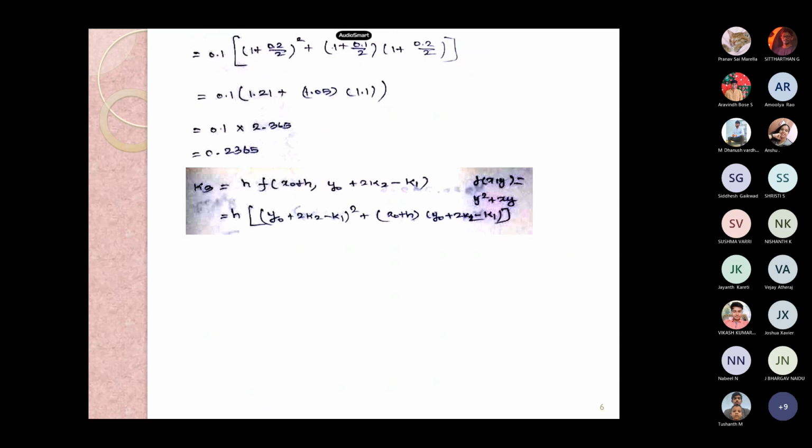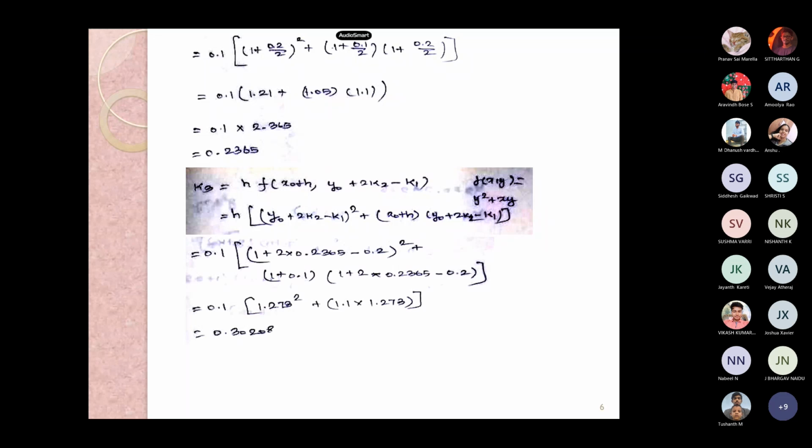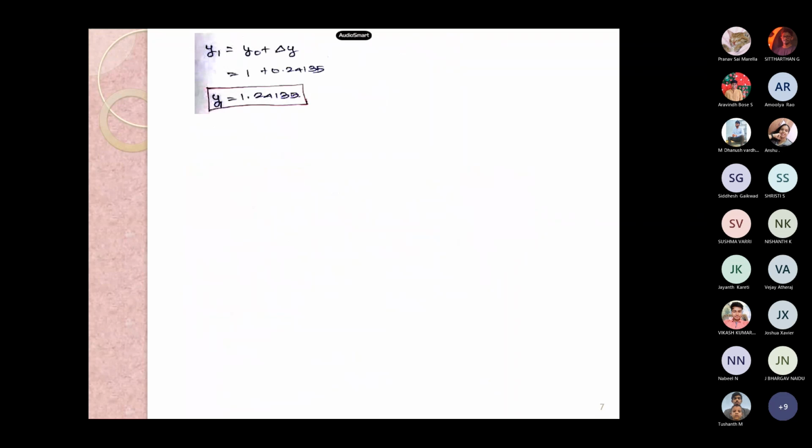K3 is h into f of x0 plus h, comma y0 plus 2K2 minus K1. Apply the boundaries, and you will get the value as 0.30208. Apply in the given formula, that is 1 by 6 into K1 plus 4K2 plus K3. You will get delta y as 0.24135. Therefore, y1 is equal to 1.24135.